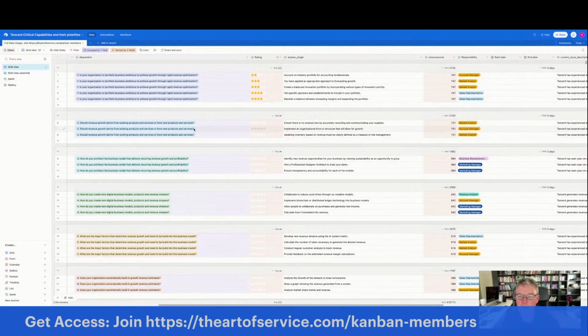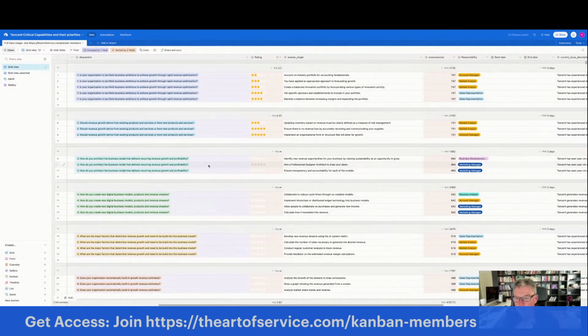Should revenue growth derive from existing products and services or from new products or services? Interesting. Ensure there is no revenue loss by accurately recording and communicating your supplies. Yeah, we do that. We've got our ERP running. Implement an organizational form or structure that will allow for growth. Yeah, we're strong there. Update inventory based on revenue must be clearly defined as a measure of risk management. Well, not quite a measure of risk management. What kind of risk are we holding in our organization?